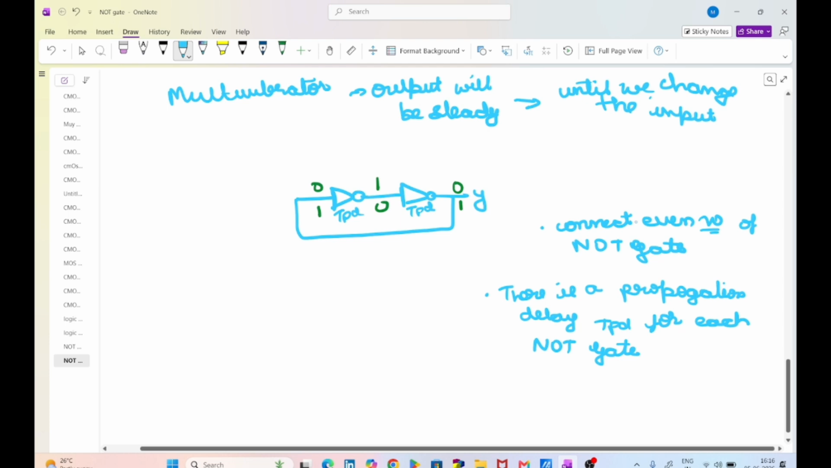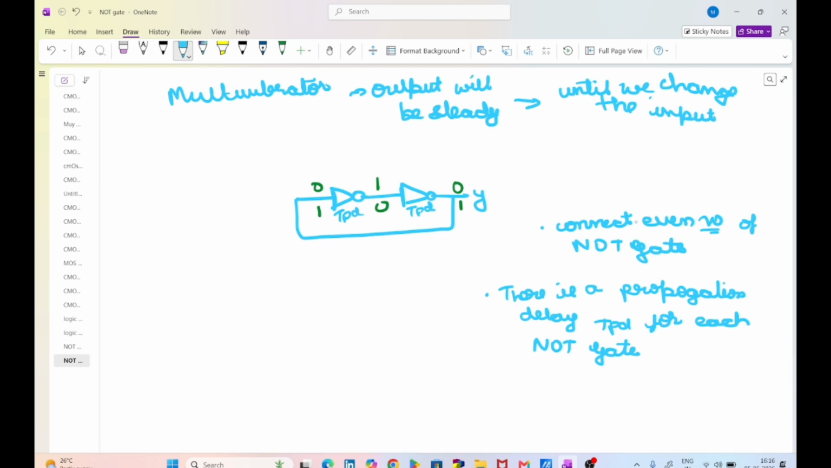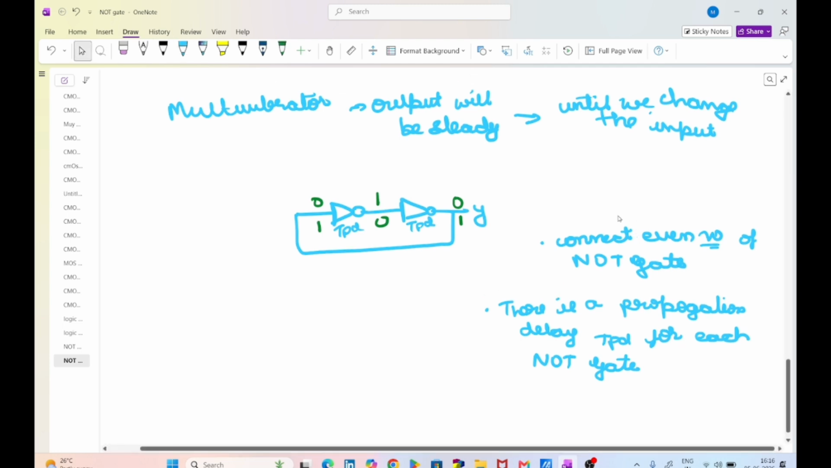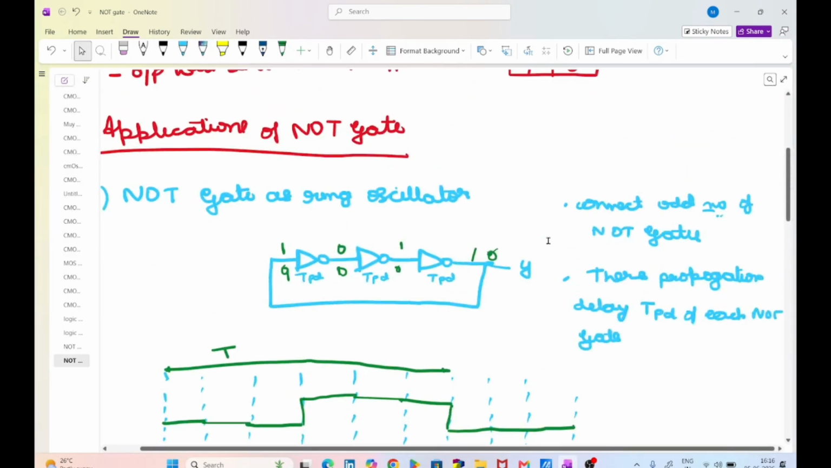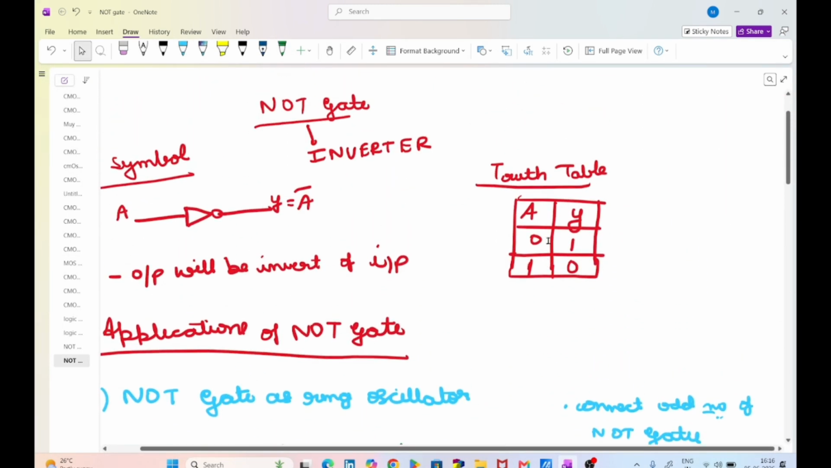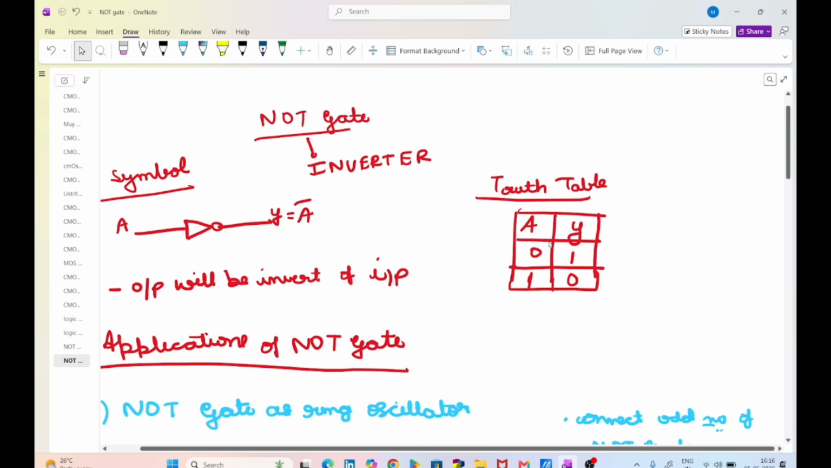I hope you understand the NOT gate used as a ring oscillator, the NOT gate used as a buffer, and the NOT gate used as a bistable multivibrator. I hope you understand all the concepts, this truth table and this complete explanation.